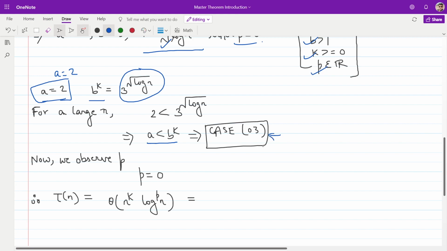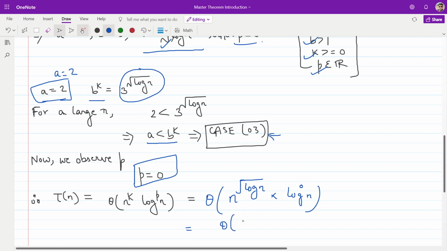of the Master's theorem. And when the problem is in case 3, we identify the value of p. In this case, the value of p is equal to 0. So accordingly, the time complexity for this recurrence equation can be written as theta of n raised to the power k multiplied by log n raised to the power p. So in this case, I will simply be putting in the values. What is k? k is root of log n, multiplied by log n raised to the power p. And what is p? p is equal to 0. So this brings our time complexity to theta of n raised to the power log n. And this is going to be our answer.